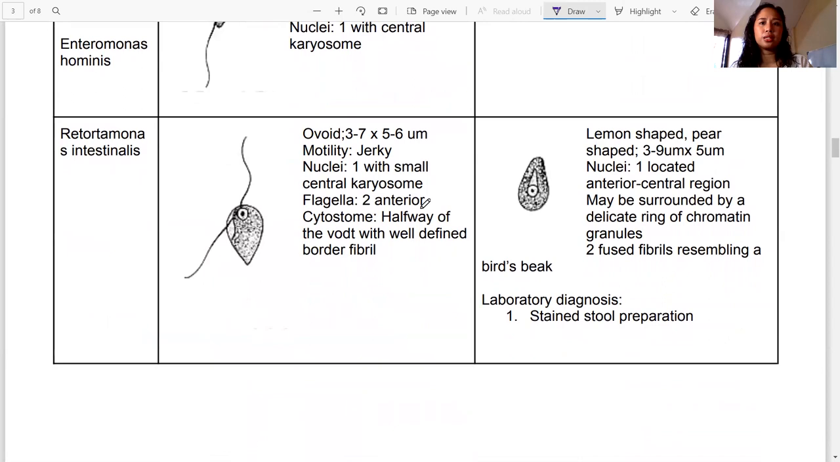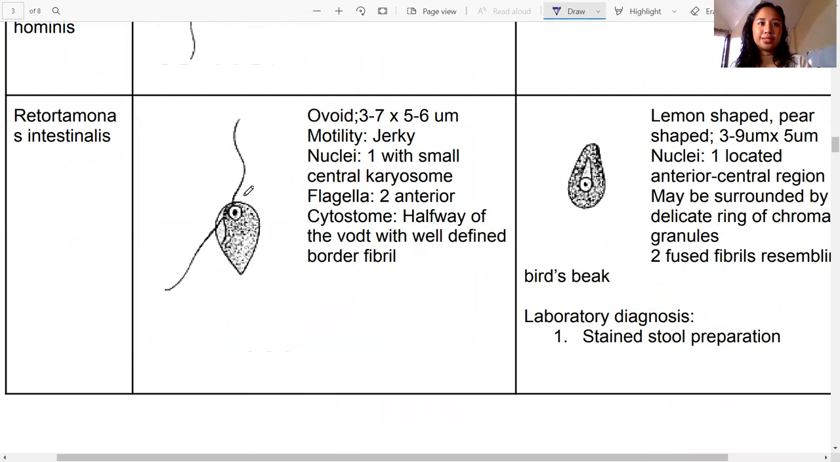Retortamonas intestinalis. So plus this is not pathogenic. So yung mga unique dito, parang it's so delicate. Only two flagella, one nucleus. We have a cytostome in here.